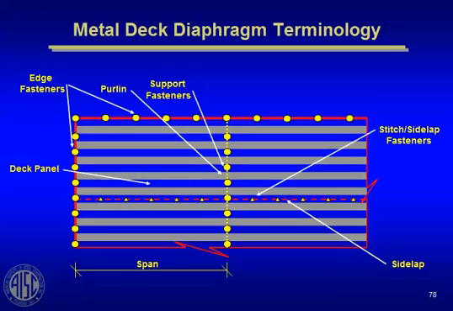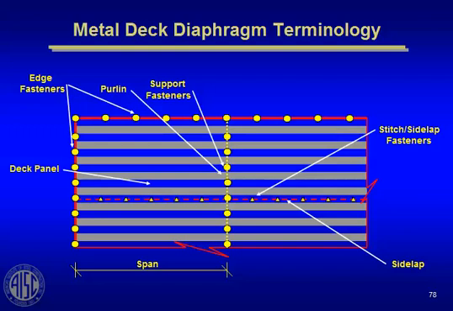Metal deck diaphragm terminology, they kind of have their own jargon, and we try to show that in this slide here. The light horizontal lines represent flutes, okay? The yellow circles represent bottom of flutes over a support where you would make an attachment of the metal deck to the dotted line below, which is the purlin or the beam. The horizontal red broken line is the edge of the deck sheet, where you have the vertical or the triangular attachments which are called the side lap fasteners.